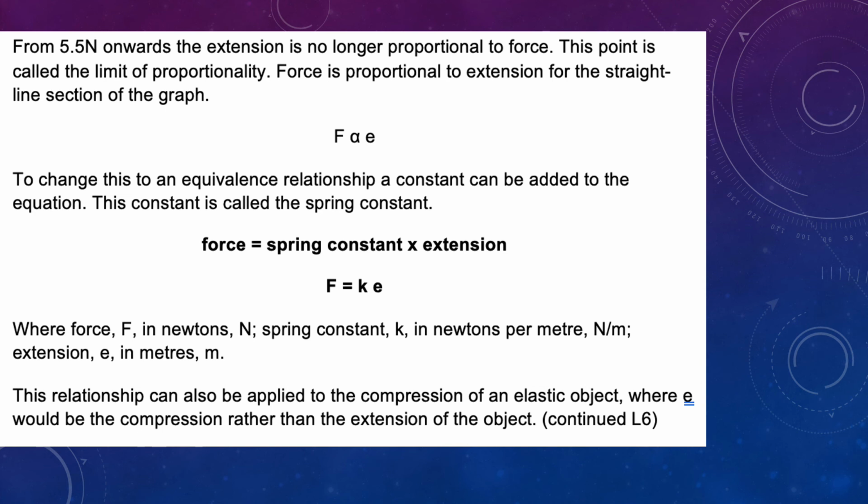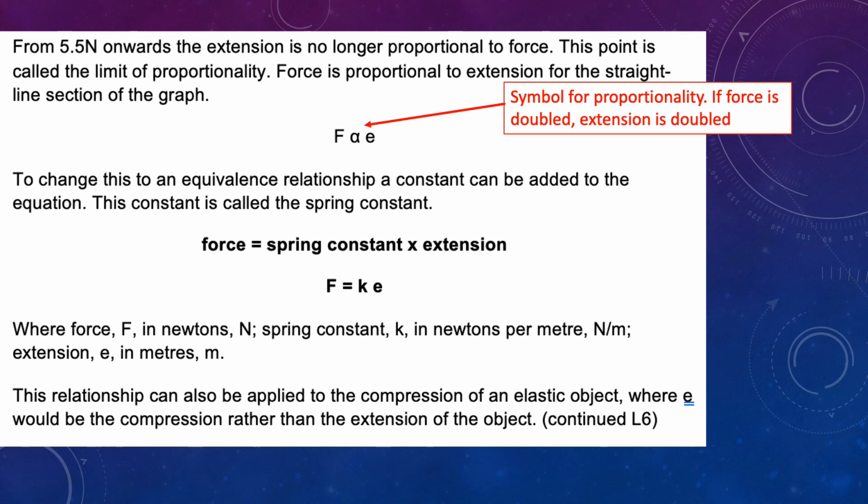So remember this symbol between the F and the E. F stands for force, E stands for extension. That's the symbol for proportionality. It kind of looks like a fish, all right? And what that means is if we doubled the force, then your extension would be doubled as well. That's the perks of having a linear graph. It's quite easy to see, well, if we double this, then that should be doubled as well. And so we're going to talk about what happens before that limit of proportionality.